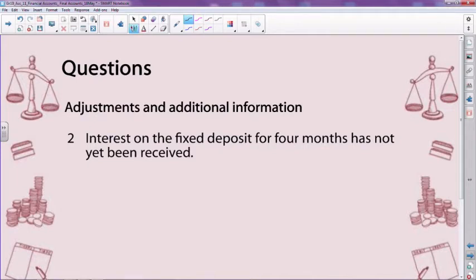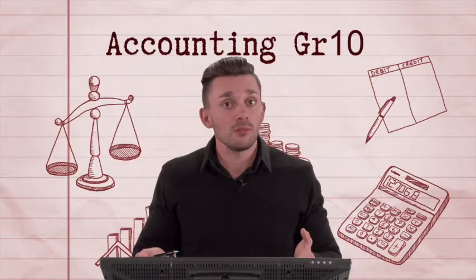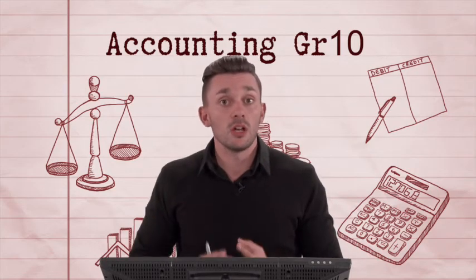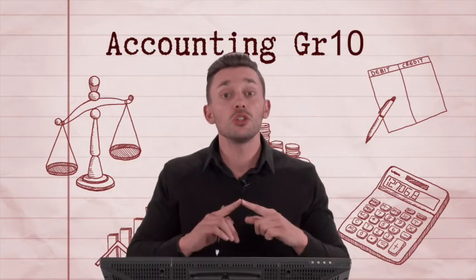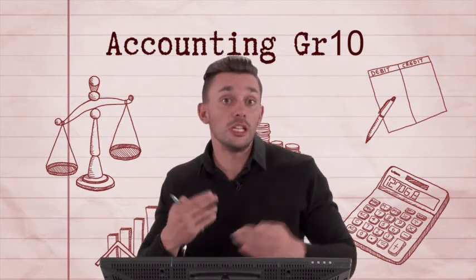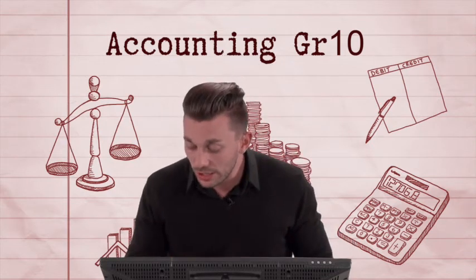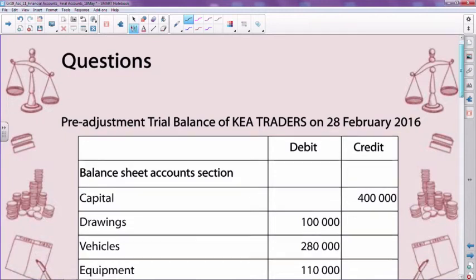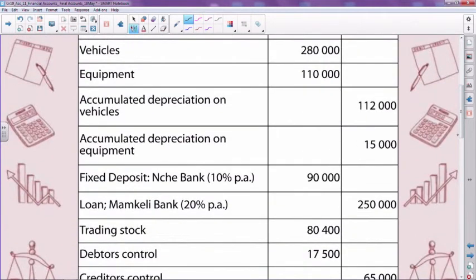So that bank where we invested the money still owes me the money. We invested the money, but we didn't get all the interest. So what do I need to go and do? I need to go and do a calculation. So I'm going to lead you into this adjustment. So let's go to the pre-adjustment trial balance. And as you can see, your fixed deposit from Nche Bank is 90,000. Good. You're going to use it now at 10%.